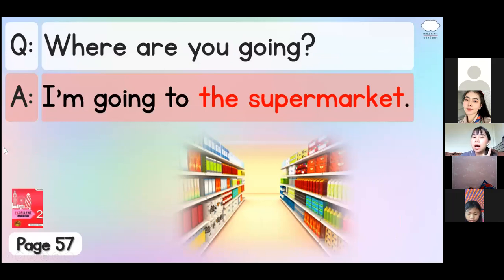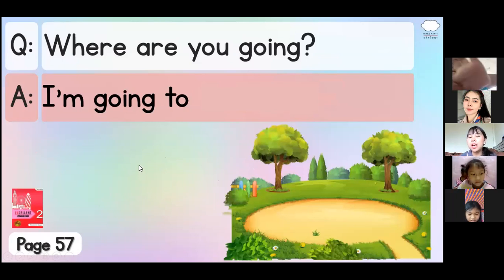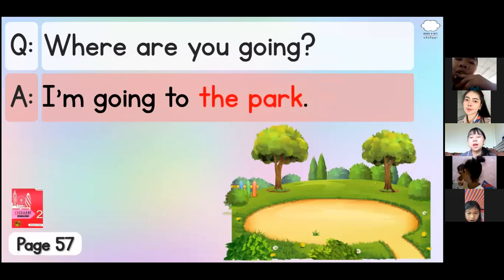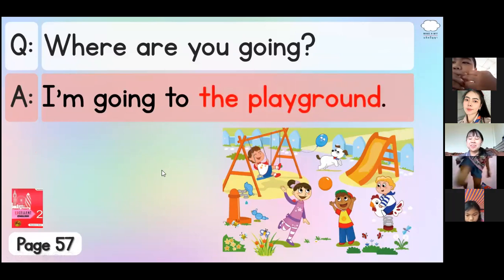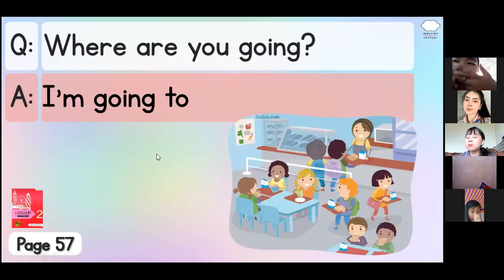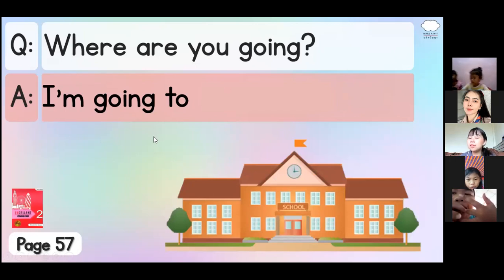Now let's move to our small talk. Where are you going? I am going to the supermarket. Very good. Where are you going? I'm going to the toilet. Where are you going? I'm going to the park. I am going to the playground. Very good. I'm going to the canteen. I'm going to the school.